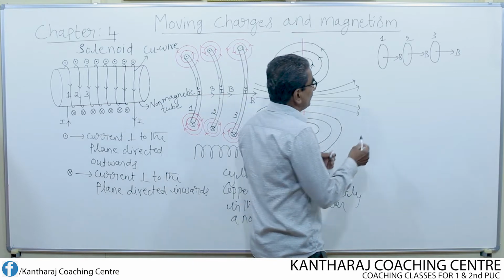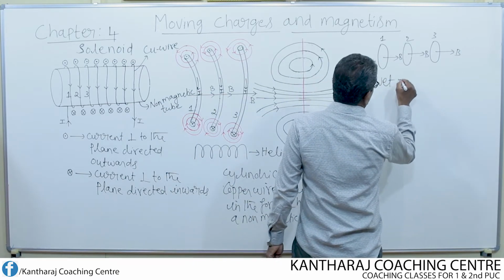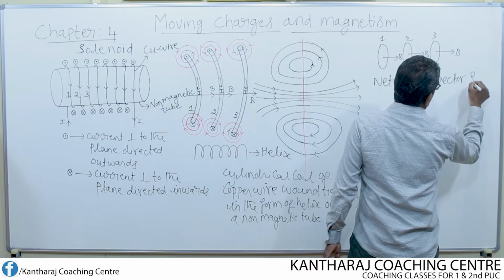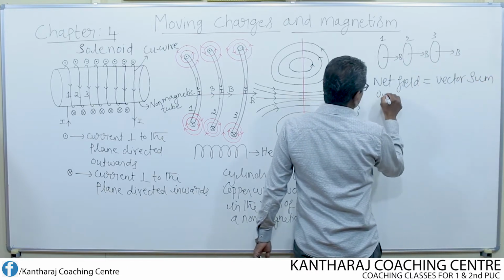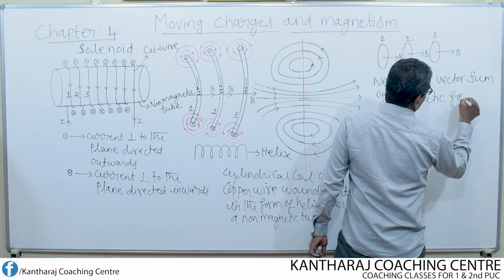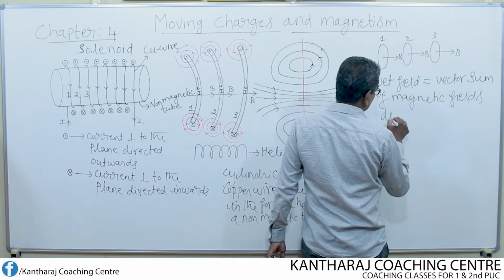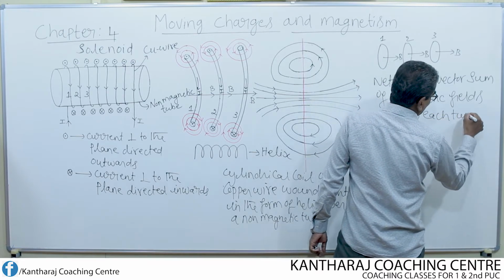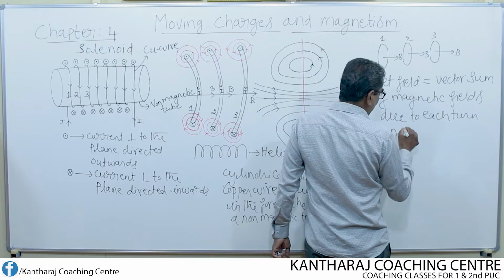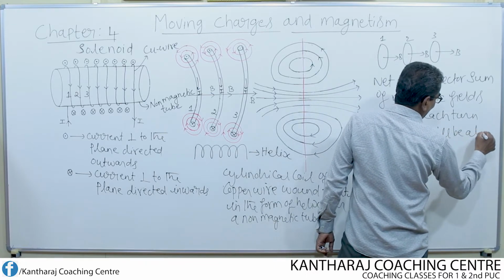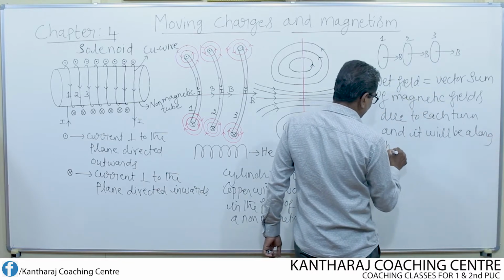So the net field is equal to the vector sum of the magnetic fields due to each turn, and it will be along the axis of the solenoid.